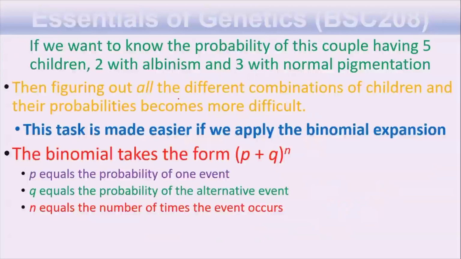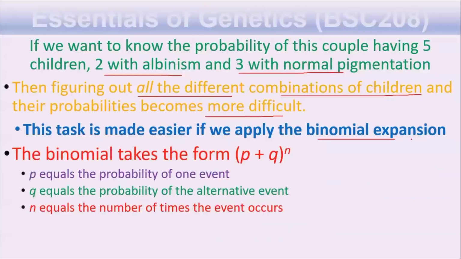So if we want to know the probability of this couple having five children, two with albinism and three with normal pigmentation, then what will happen? Figuring out all the different combinations of children and their probabilities becomes more and more difficult. So this task is made easier if we apply the binomial expansion. This expansion is mostly used in mathematics, but we will be keeping it simple. We would not go into the detail.